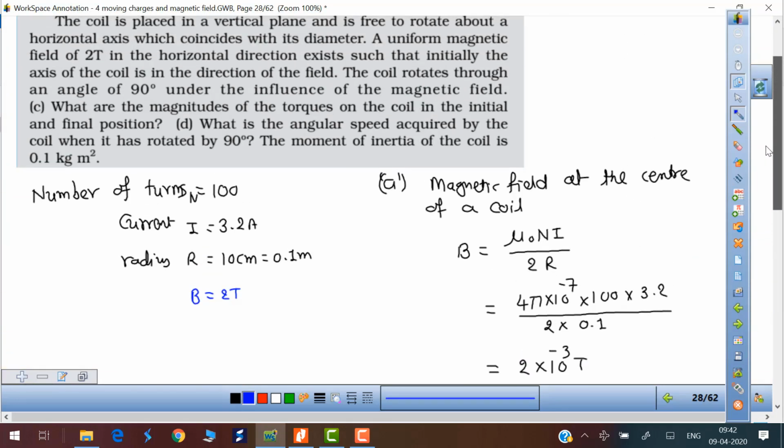Now, what is the angular speed acquired by the coil when it has rotated by 90 degrees? The moment of inertia of the coil is 0.1 kilogram meter square. So you have given moment of inertia. So I differentiate these two things. This is current and this is moment of inertia. So I write I_m is equal to 0.1 kilogram meter square. Whenever we have similar symbols, we must be very much careful.